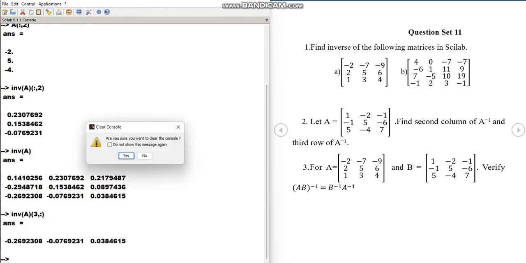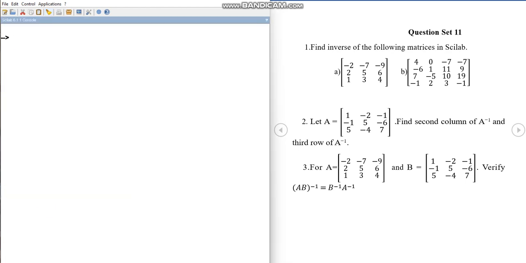Now let us go for the last question, the third one. Let us declare the A matrix. Okay, it is there already. We have declared this matrix in question number 1. So let us extract this from there only. Okay, this is -2, -7, -9, 2, 5, 6 and 1, 3, 4.